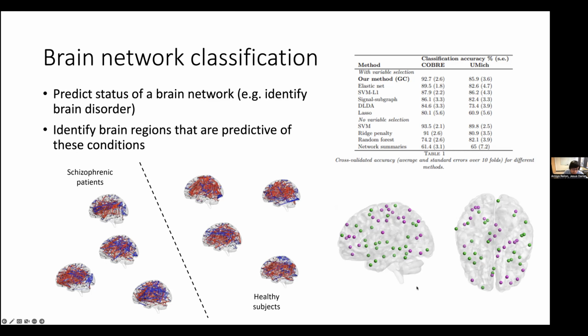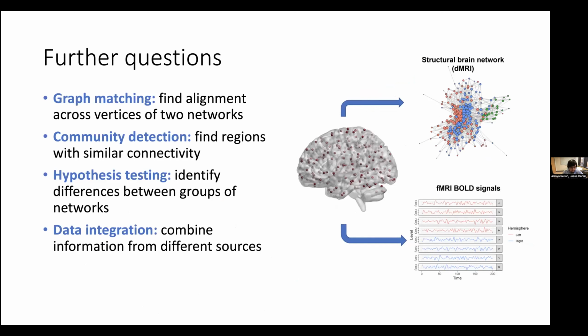That's one possible question we can ask about brain networks, but in general there are multiple other types of problems in which we can use brain network data to identify structure in the brain. One question of interest is graph matching, when we want to align vertices across two or more networks. This may be useful when comparing brains from humans to other species like monkeys or other animals, because in that case we're not going to have exactly the same anatomy, but we can still try to identify alignments that allow us to compare the brains.